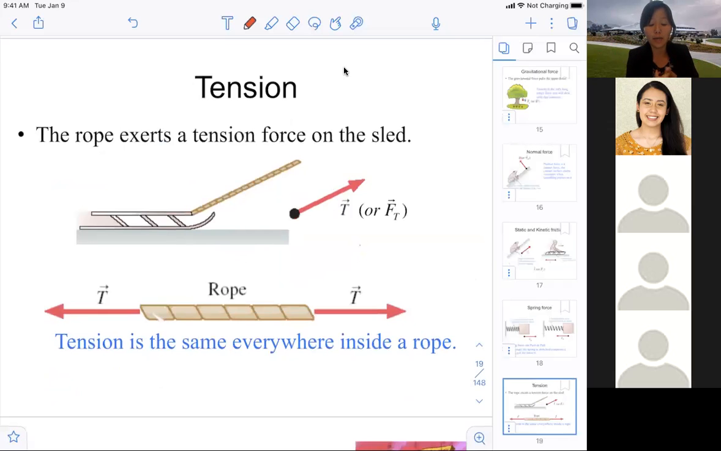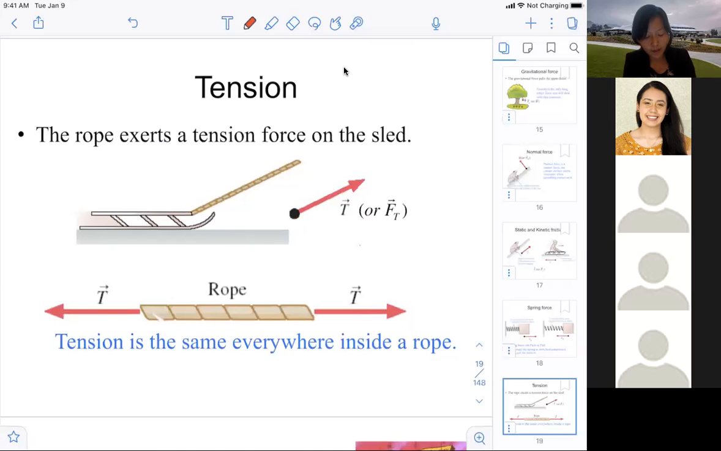This is for a rope that cannot be extended. It's not like a bungee rope. So it's for the rope that we use in our problems. We assume an ideal rope that cannot be stretched out. So tension is everywhere inside the rope. The symbol is simply T for tension, or F of T as a subscript. You can choose whichever symbol you want to use.